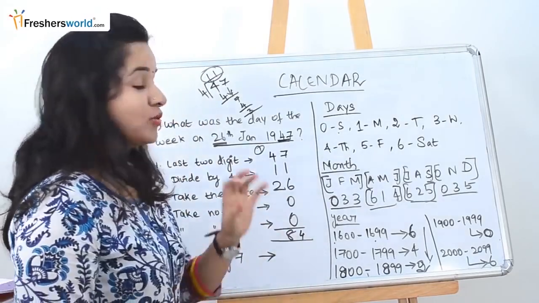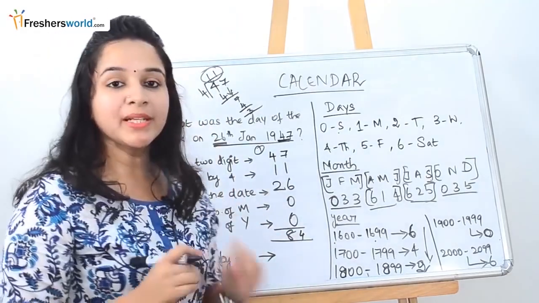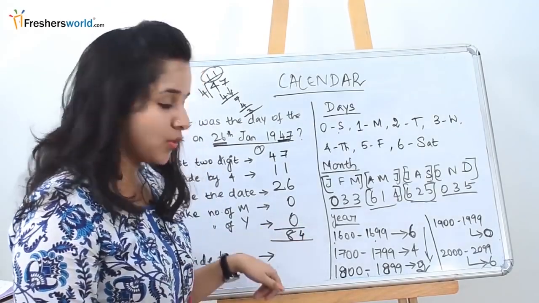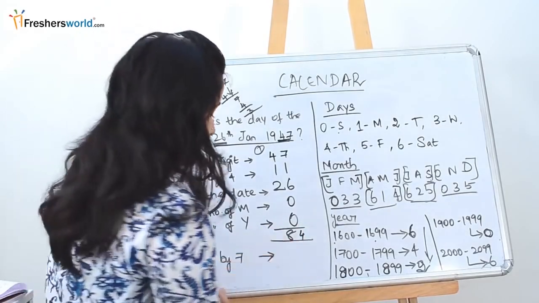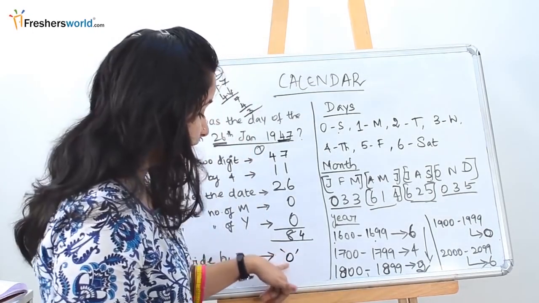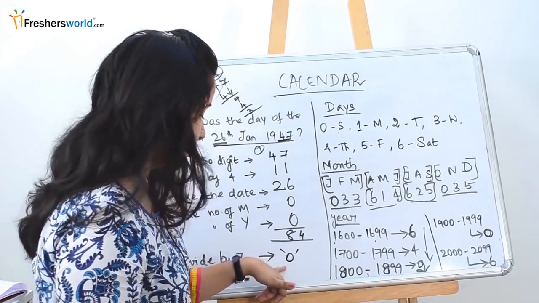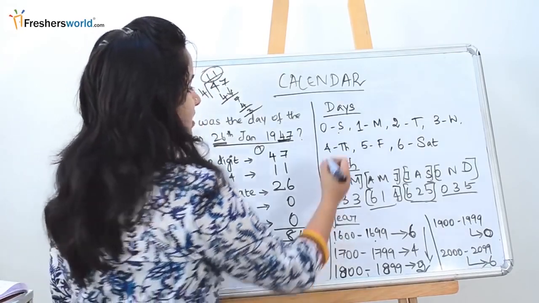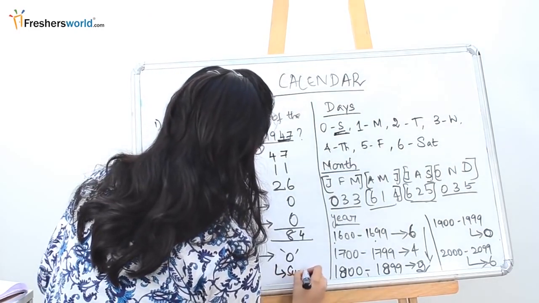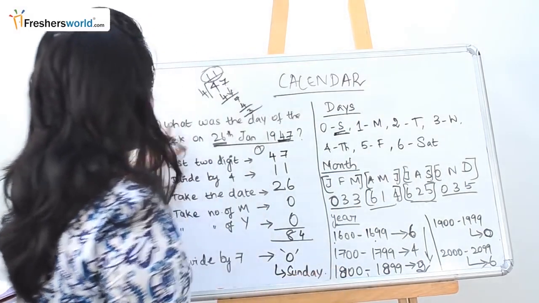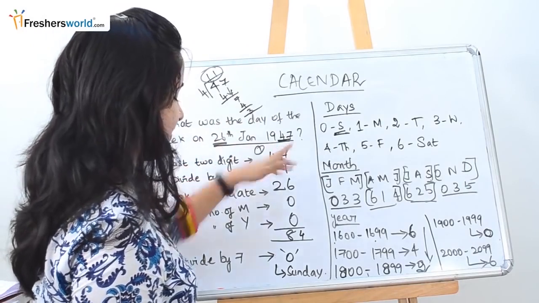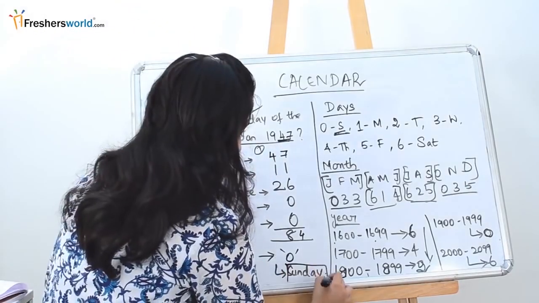What is the question? What was the day of the week? How many days are in a week? 7 days. So you divide 84 by 7. We know that 12 sevens are 84, so you will obviously get the remainder as 0. You have to take the remainder here, which is 0. What does it correspond to? 0 is nothing but Sunday. So the day of the week on 26th Jan 1947 is Sunday.